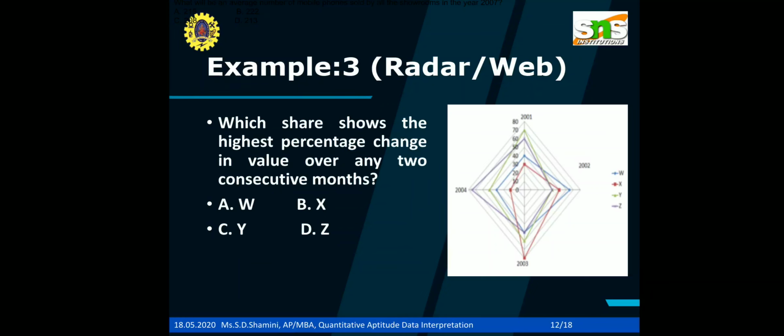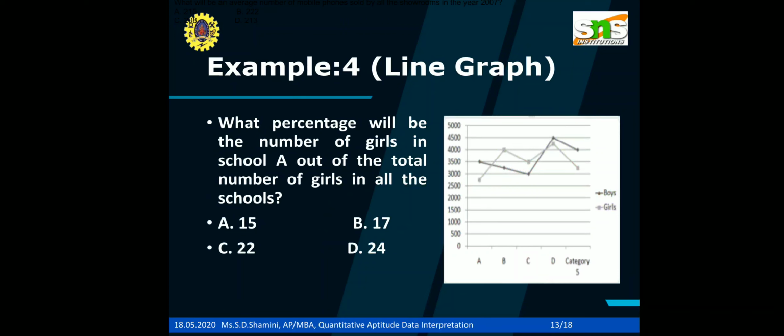Okay, and your next question is which share shows the highest percentage change in the value over any two consecutive months. So here the correct option is option B, QX da. Okay-வா? And your next is the line graph.